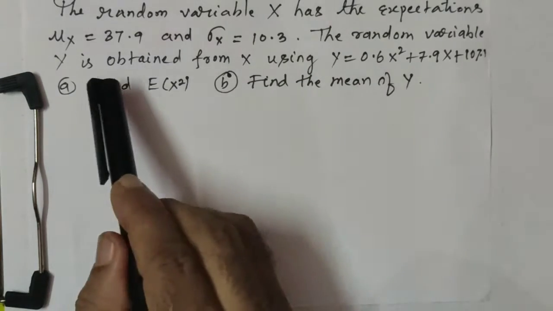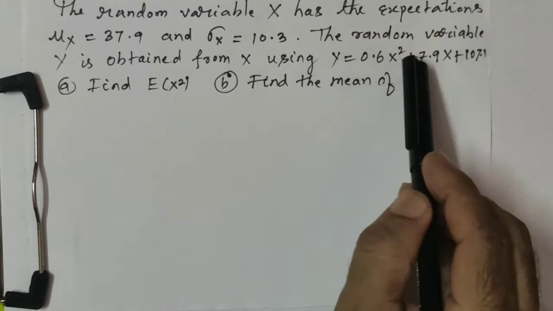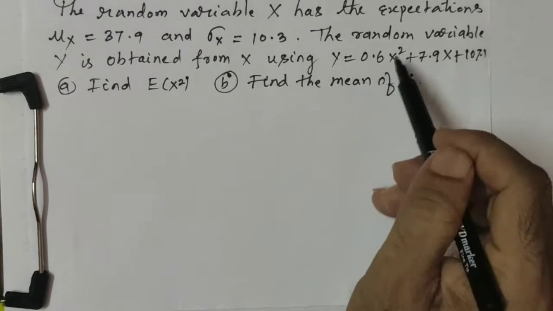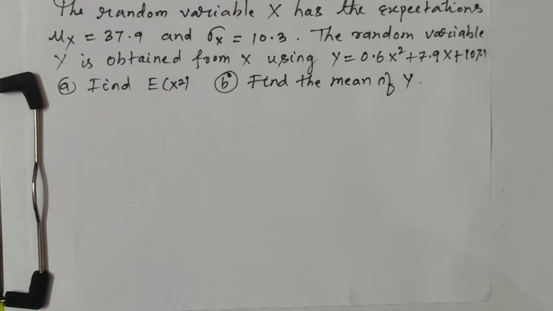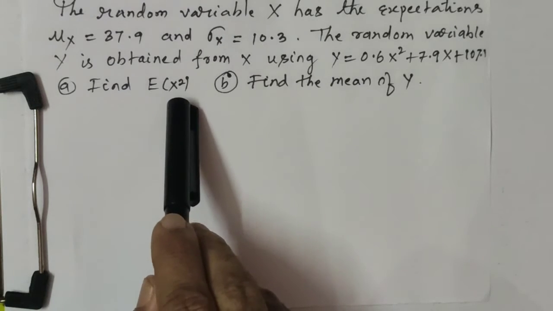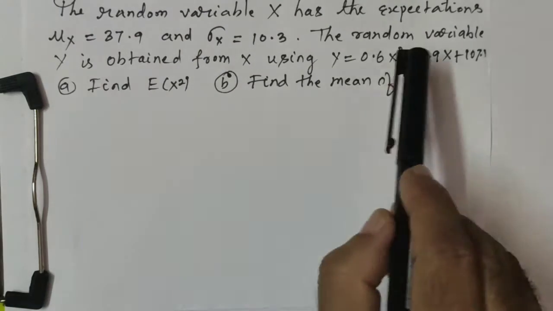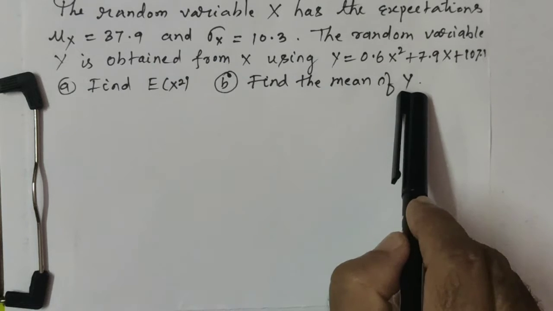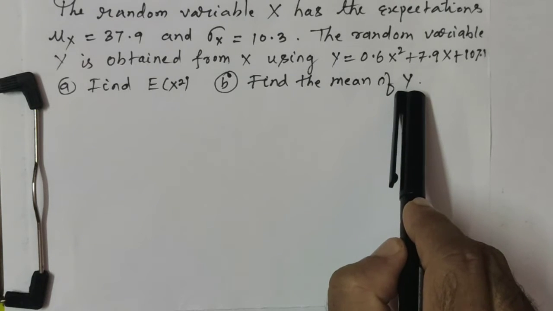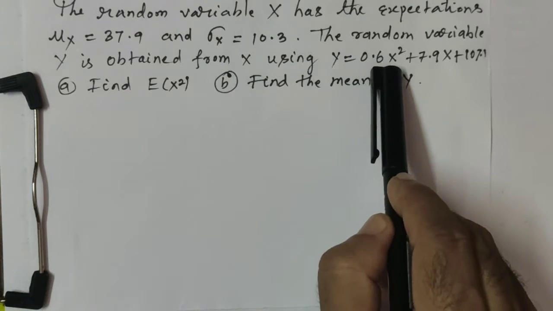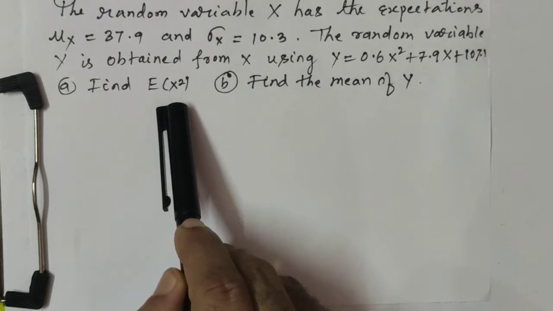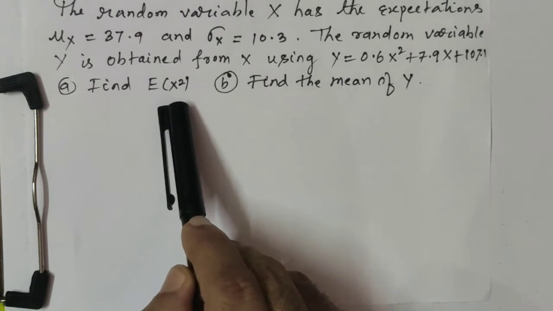The random variable y is obtained from x using this relation. So y is equal to 0.6 x square plus 7.9x plus 107.1. So first we need to find E of x square, because we need to find the mean of y, right? If you want to find the mean of y, that means E of y, expectation of y, we must know what is expectation of x square. Therefore we first find expectation of x square.